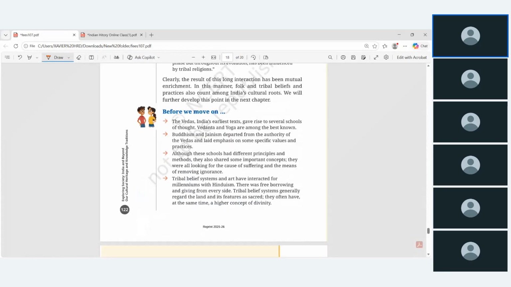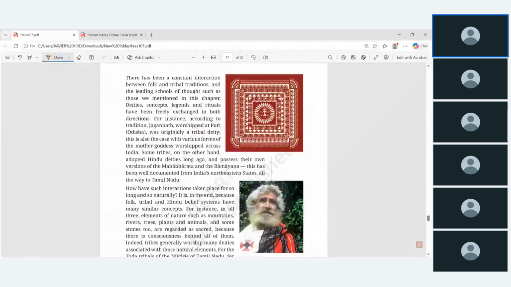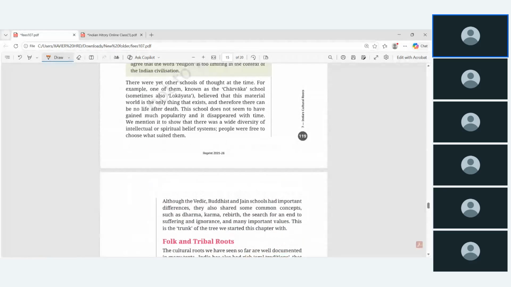That's all, I think. So in today's class, we have discussed general topics related to Buddhism and Jainism, but we have to discuss much more about Buddhism and Jainism in the class. So today it is sufficient. Any doubts?